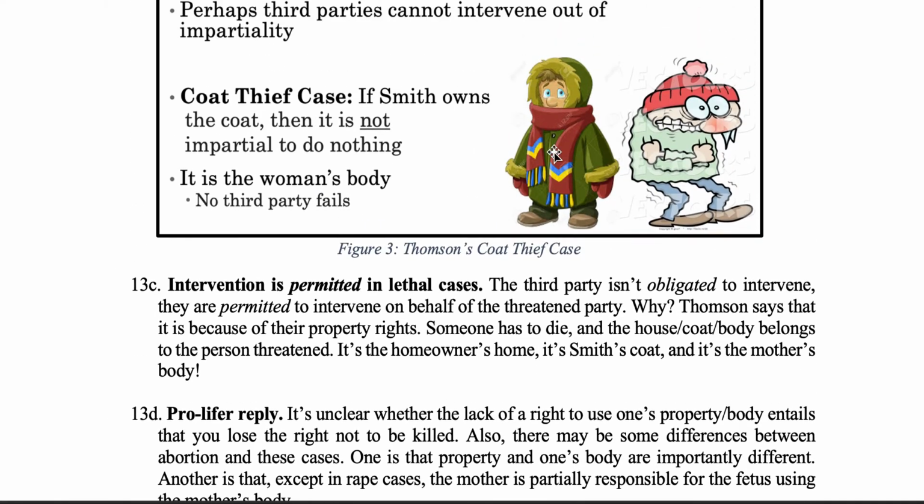And it seems like taking this person's coat and giving it to Smith, who owns it, is not unjustly killing this person. This person has the coat unjustly in the first place. So we're not violating their right to life by not doing everything in our power to keep them alive.